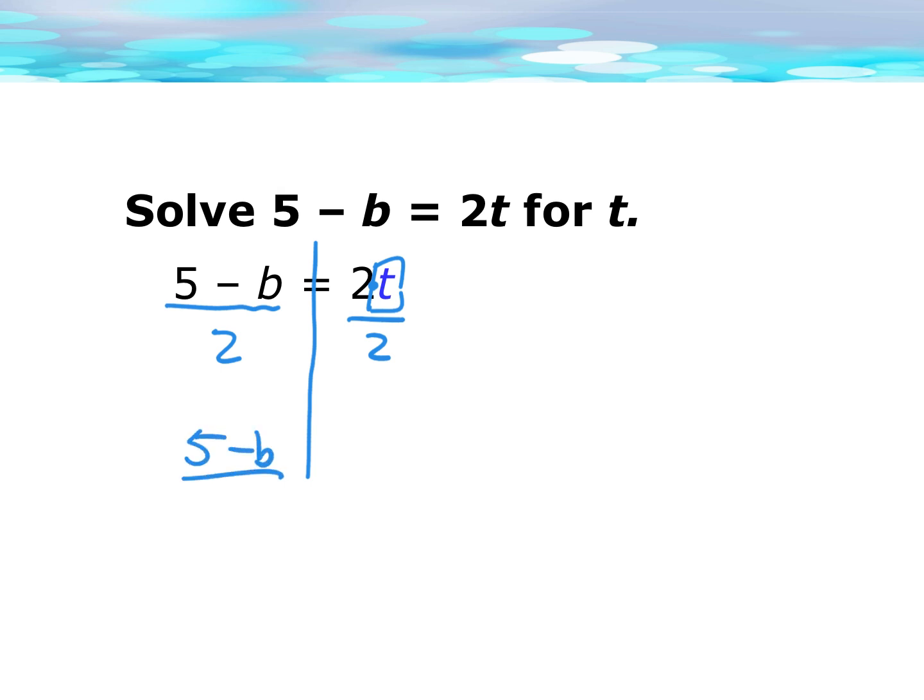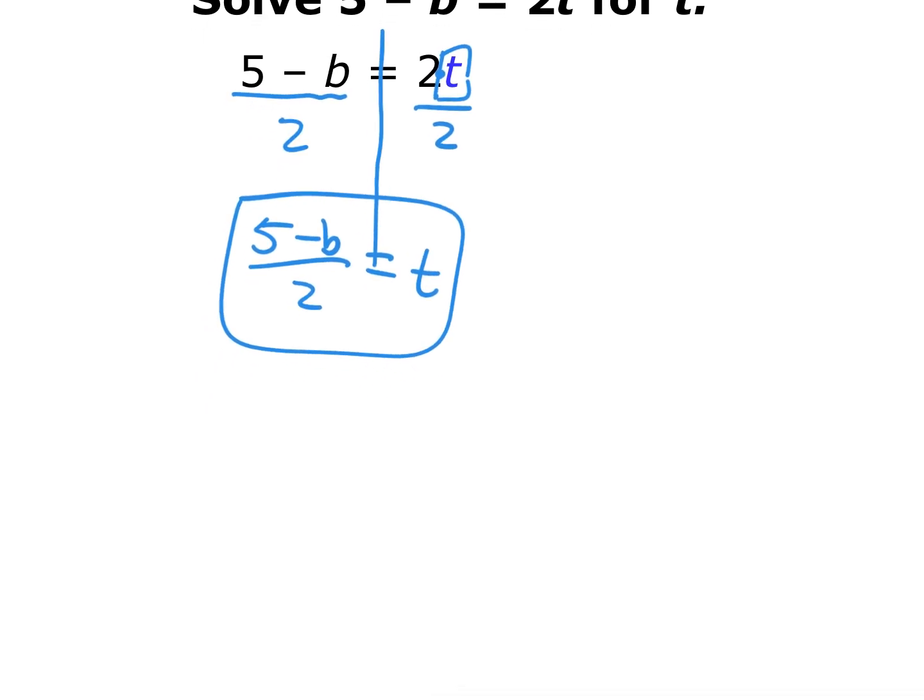So then we have 5 minus b divided by 2 equals t, right? And there's our answer. So I don't care that it's on this side of the equation. You could have also written t equals 5 minus b over 2, right? That's the exact same thing. There's no difference between them. All right.